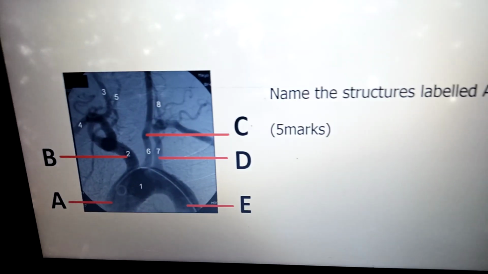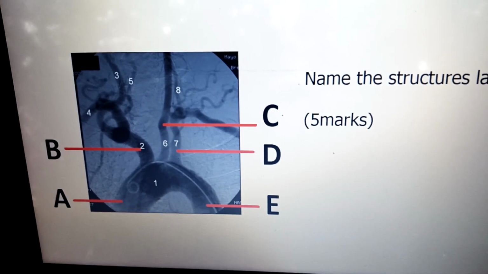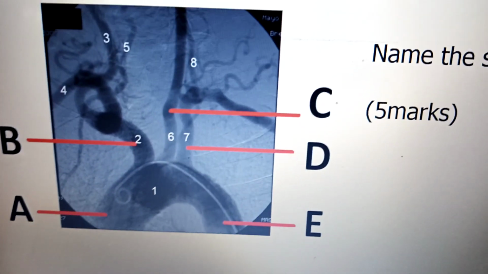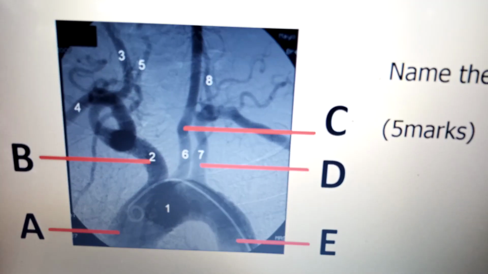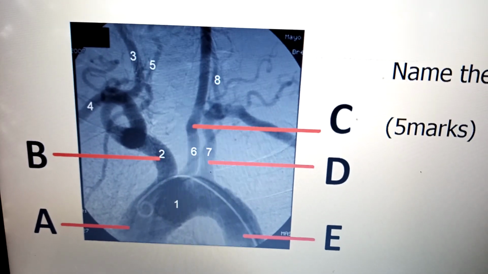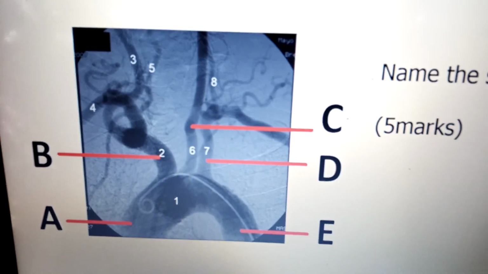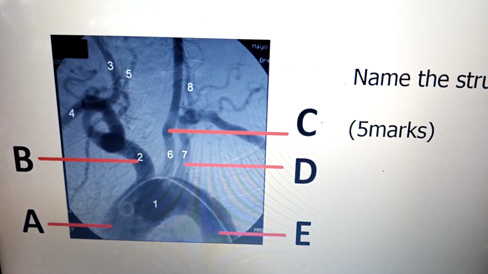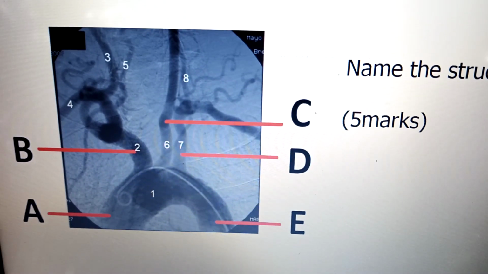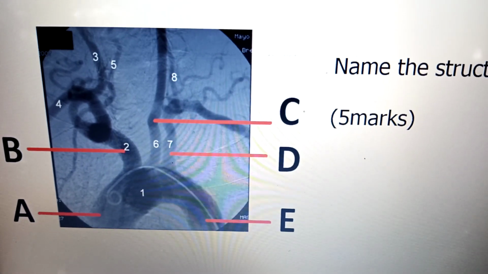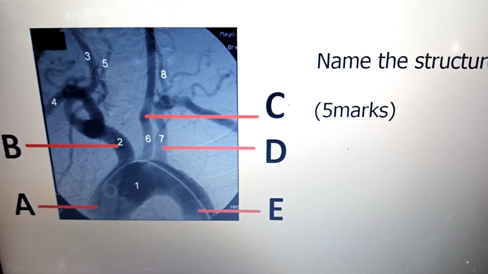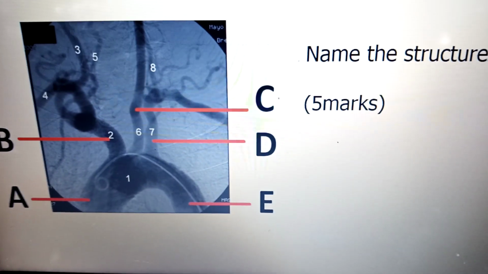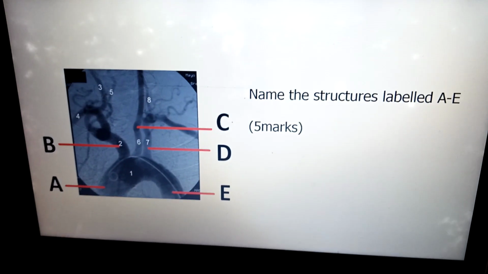So this is radiological anatomy. So you have the aorta there. So the part labeled A will be the ascending part of the aorta. The part labeled B will be the brachiocephalic trunk, which branches into the right subclavian and the right common carotid. Then you have the part labeled C being the left common carotid, the part labeled D being your left subclavian artery, and the part labeled E being the descending thoracic aorta.